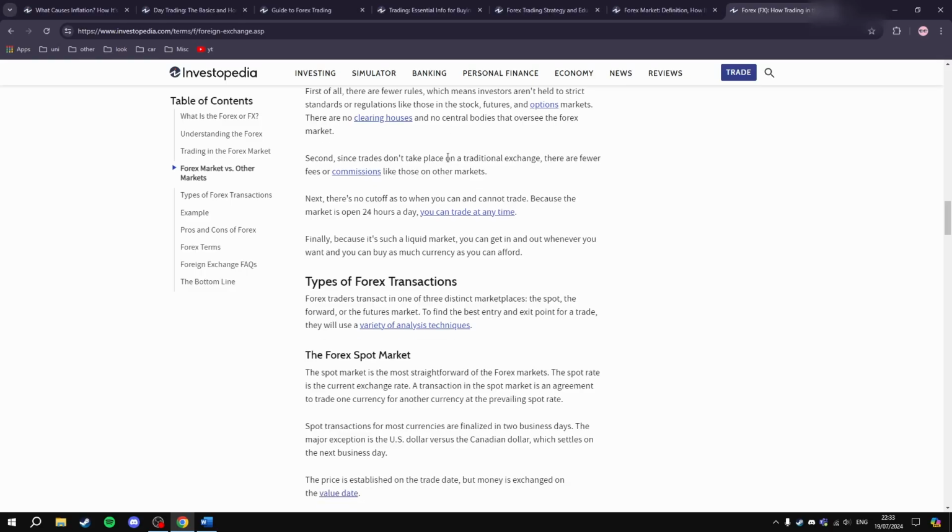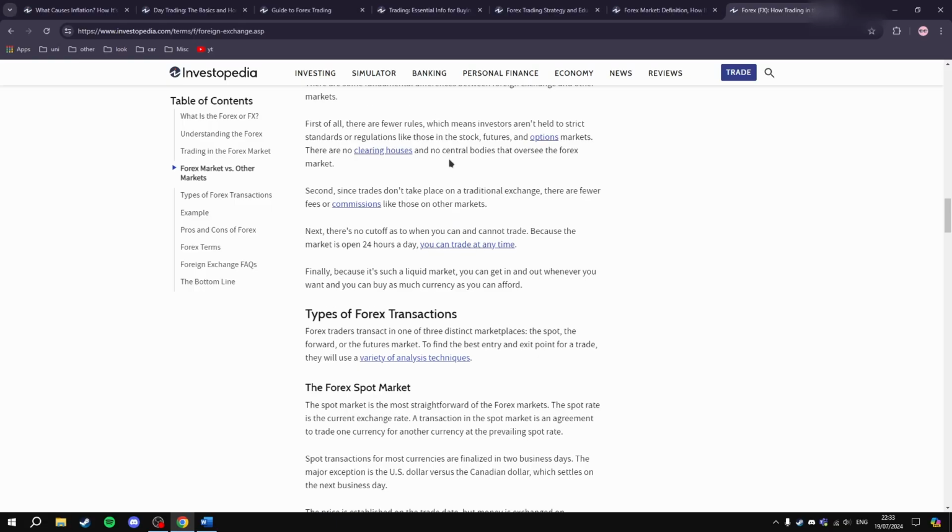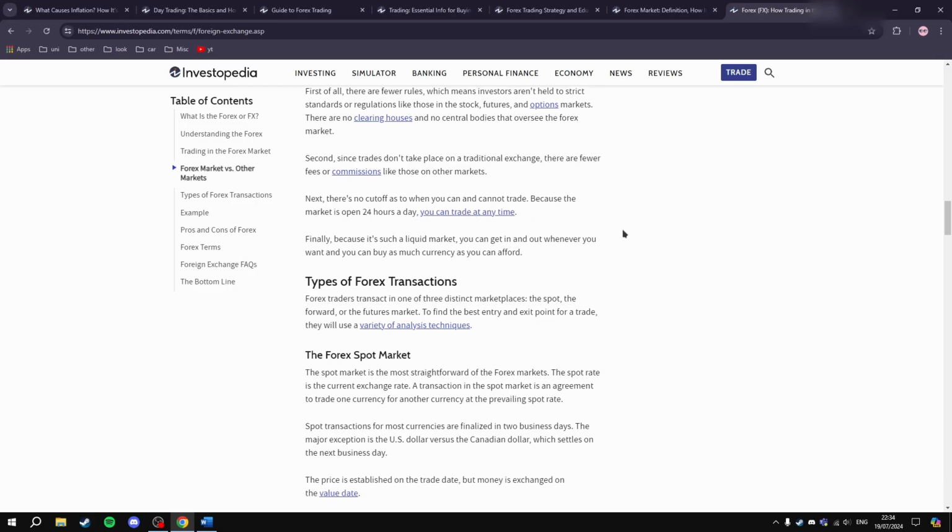Second, since trades don't take place in traditional exchange, there are fewer fees or commissions like those on other markets. Next, there's no cut-off as to when you can and cannot trade, because the market is open 24 hours a day. You can trade at any time. Finally, because it's such a liquid market, you can get in and out whenever you want. You can buy as much currency as you can afford.